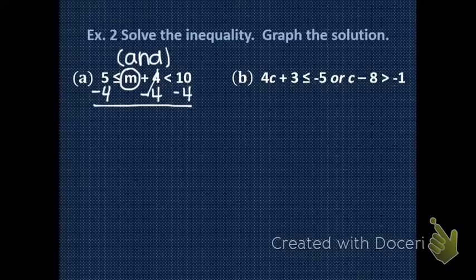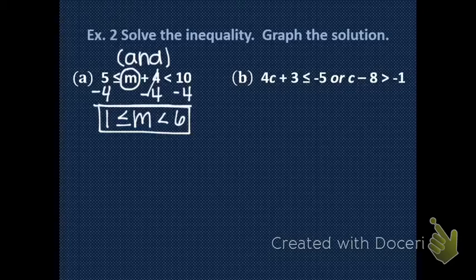Now, it cancels in the middle if I've done it correctly. So m is less than, what's 10 minus 4? 6, and m is greater than or equal to 1. Now, what's the last question we ask ourselves when solving an inequality? So, do we need to flip the sign? No, we do not. So we box this in, and now we're going to graph it.